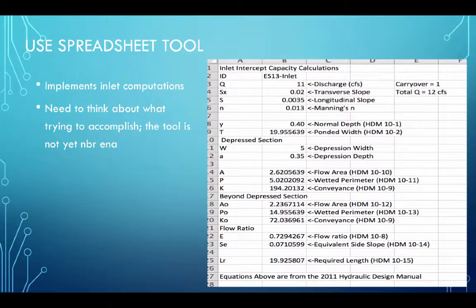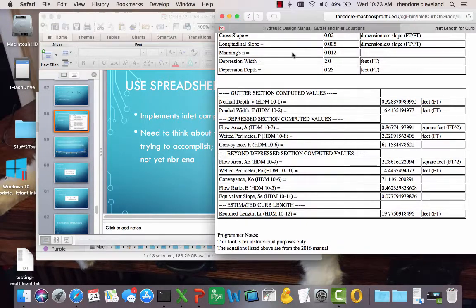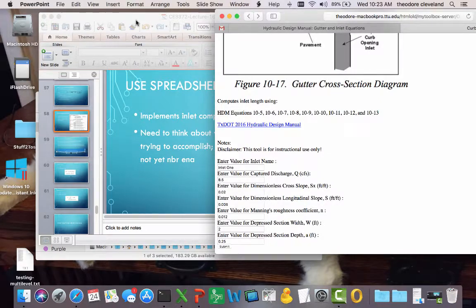There's also a spreadsheet tool. It simply works the same way as the tool I just described online, although you can pre-supply carryover ahead of time. Let's actually use these numbers, see if we get the same number. Depression depth is 0.35, depression width is 5. It's easy enough to do that.